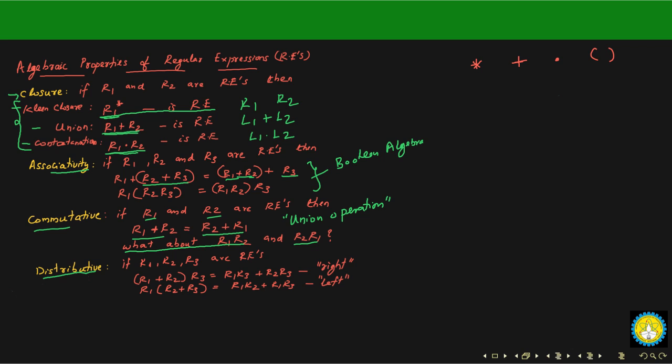First you have priority for brackets. This is same as in the case of Boolean algebra also. Now the next priority is for star symbol, okay, and the next priority is for dot symbol, and then the last priority is for the union symbol. So this is how the priorities are allocated in regular expressions. So this is a very important point.